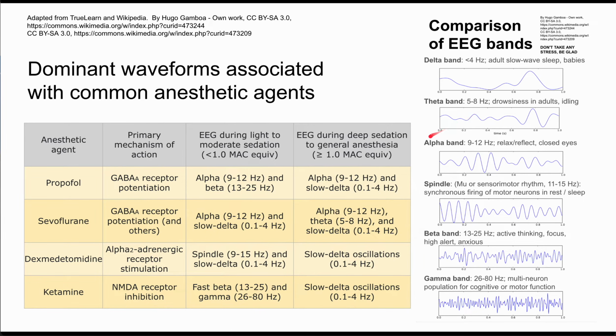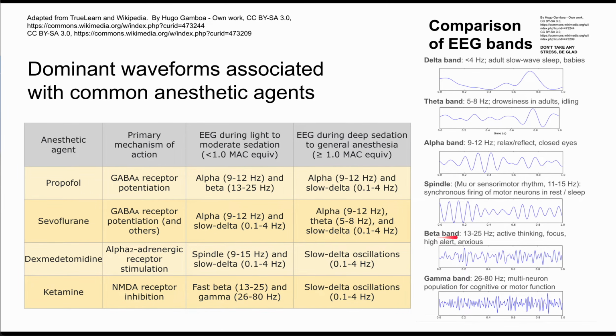Next is the alpha band, 9 to 12 hertz. This is seen in people who are relaxing, reflecting with eyes closed, for instance. Next are the spindles. These are also called the mu rhythm or the sensorimotor rhythm, and they have this pattern shown here with a frequency of about 11 to 15 hertz. This is the synchronous firing of motor neurons during rest or during sleep, but inactive motor neurons.